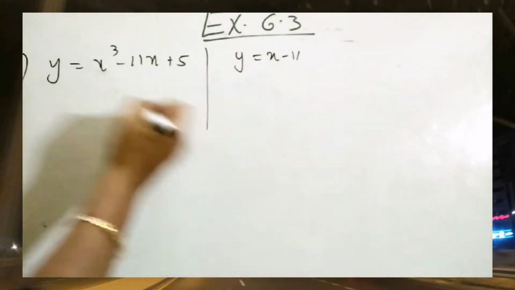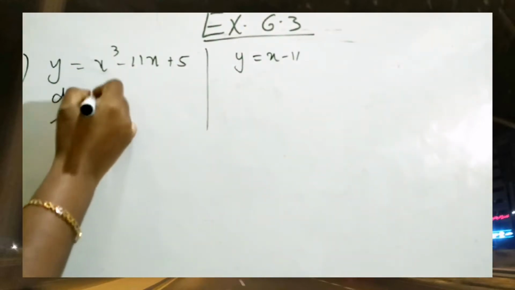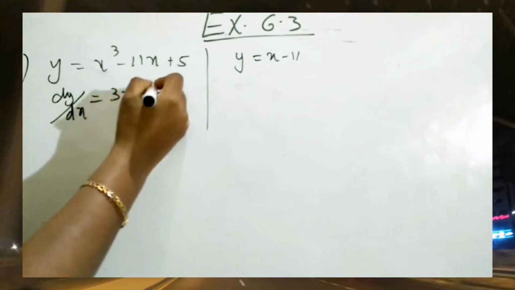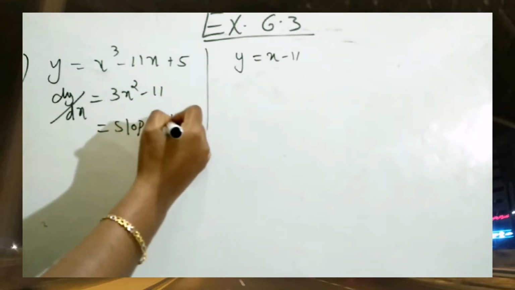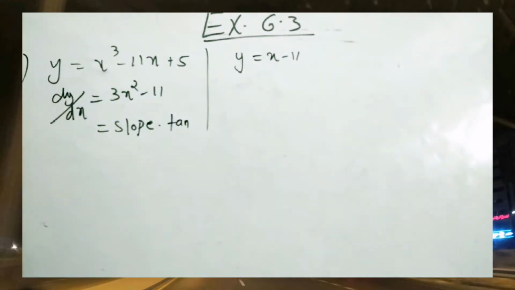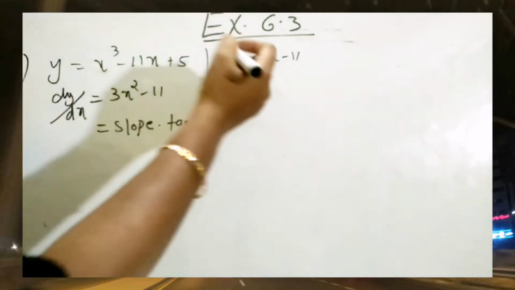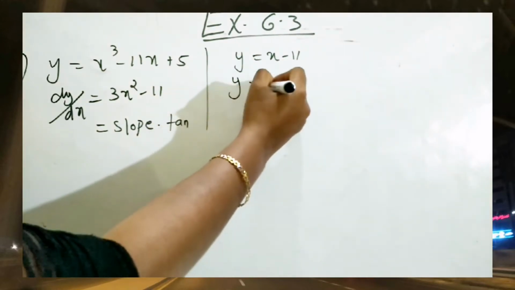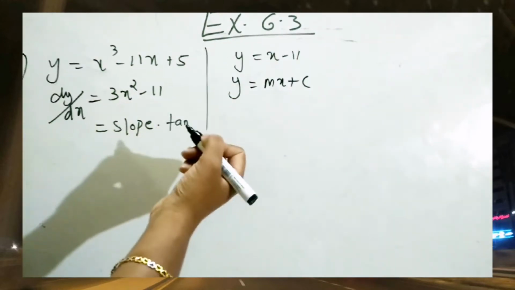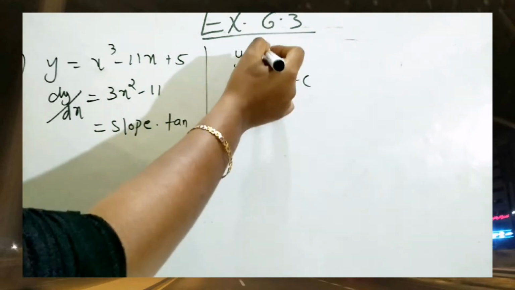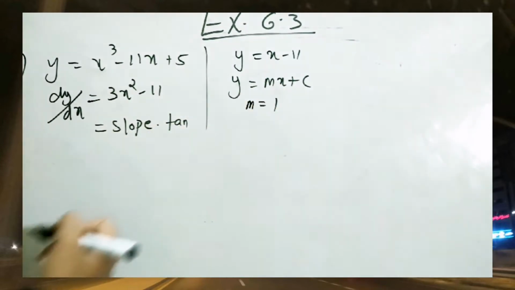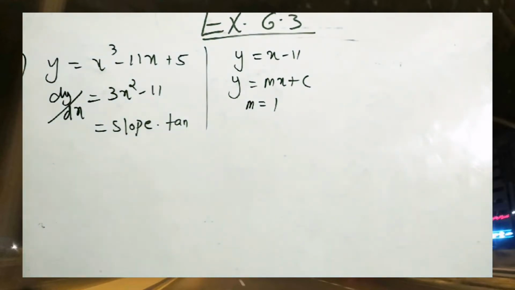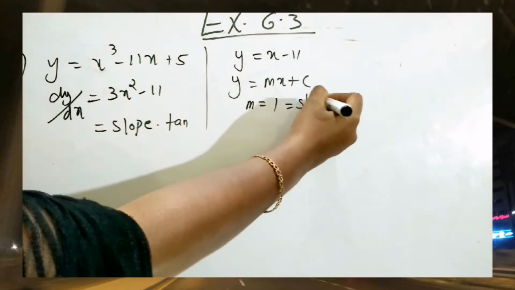Okay, so dy by dx is equal to 3x square minus 11. What is this dy by dx? That is the slope of tangent. In this question the equation of the tangent is given and this is of the form y is equal to mx plus c. If you compare this with y is equal to x minus 11, we got the value of m, that is equal to 1. And what is this m actually? That is the slope. Okay, m means slope.